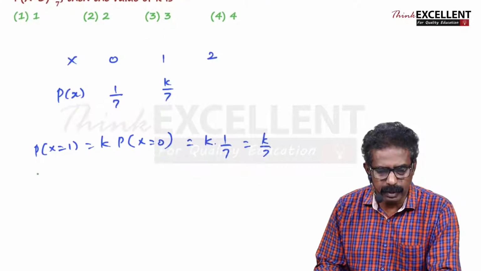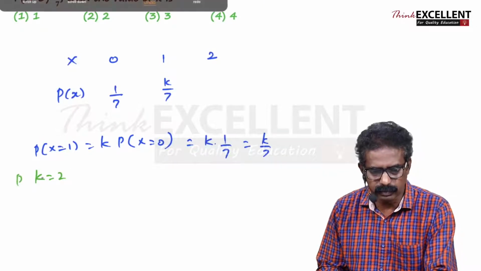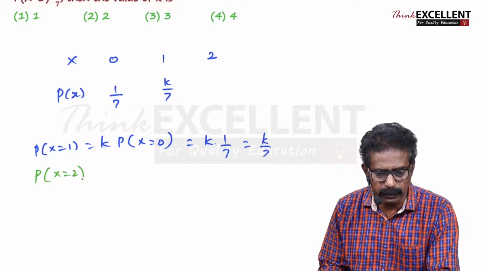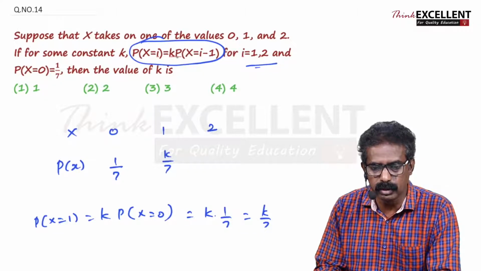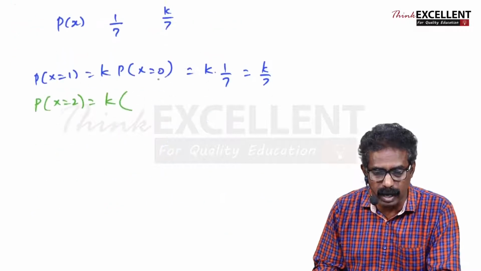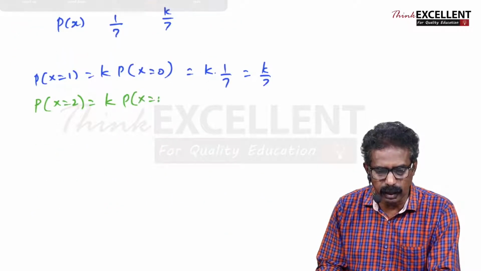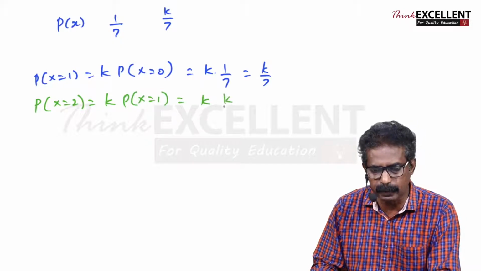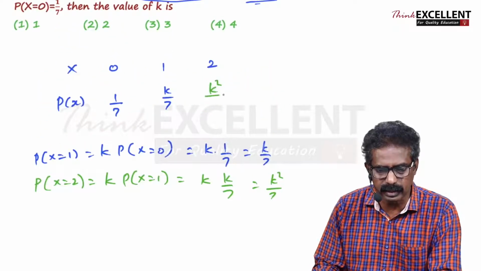When you put i value 2, so P of x equal to 2. When you give 2 here, for i you give 2. K into P of x equal to 2 minus 1. 2 minus 1 is 1, right? P of x equal to 1. That is K into P of x equal to 1, which is K by 7. So totally it is K square by 7. So for 2 it is K square by 7.